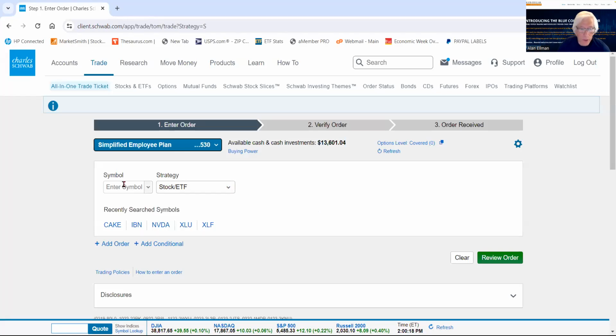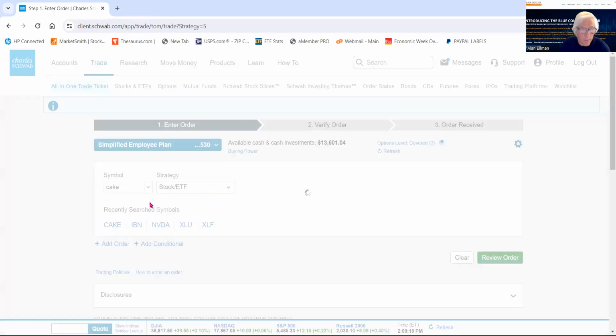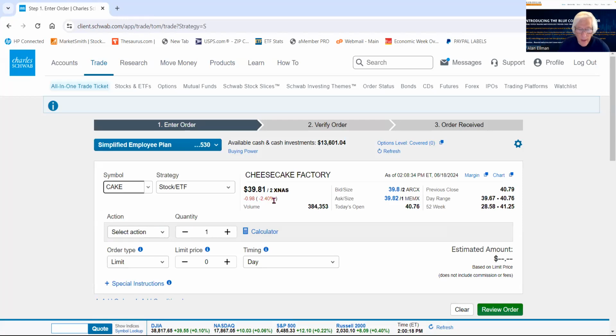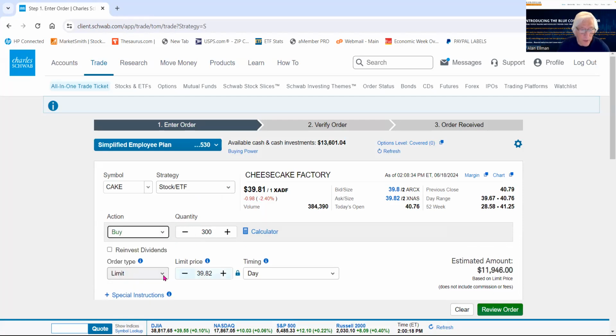And what we're going to do is enter cake, pull that up, and we now have the information on the stock. So how many shares of cake do we want? We want to buy 300 shares. What do we want to do? Buy. I set these as market orders because usually the spreads are very small. Here the spread is 39.80 to 39.82, a pretty tight spread.